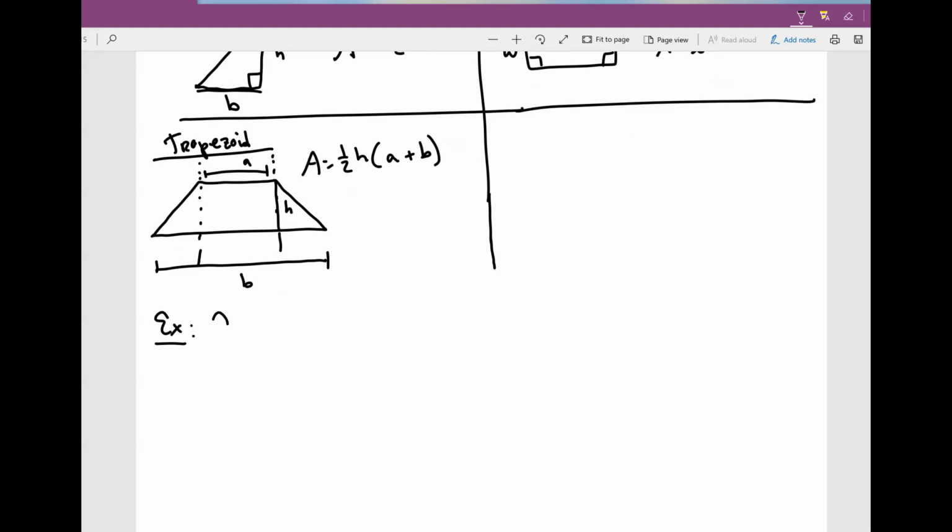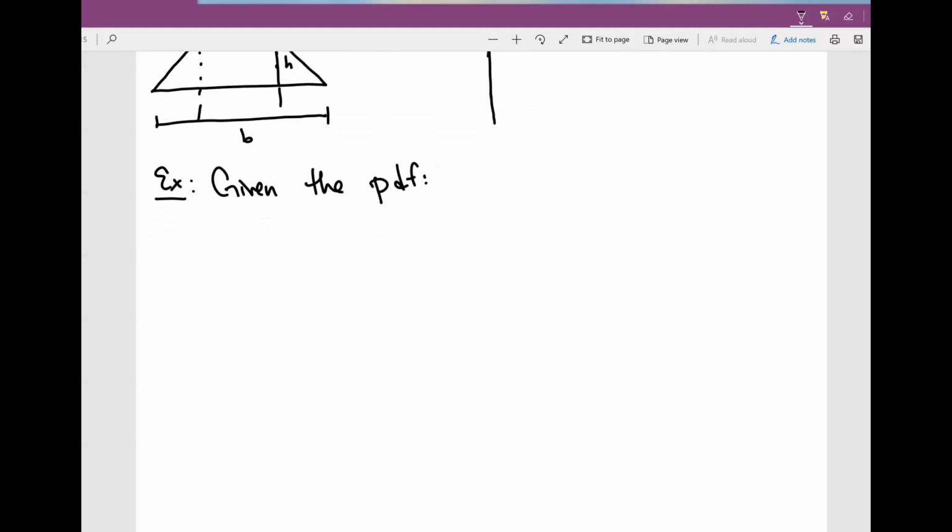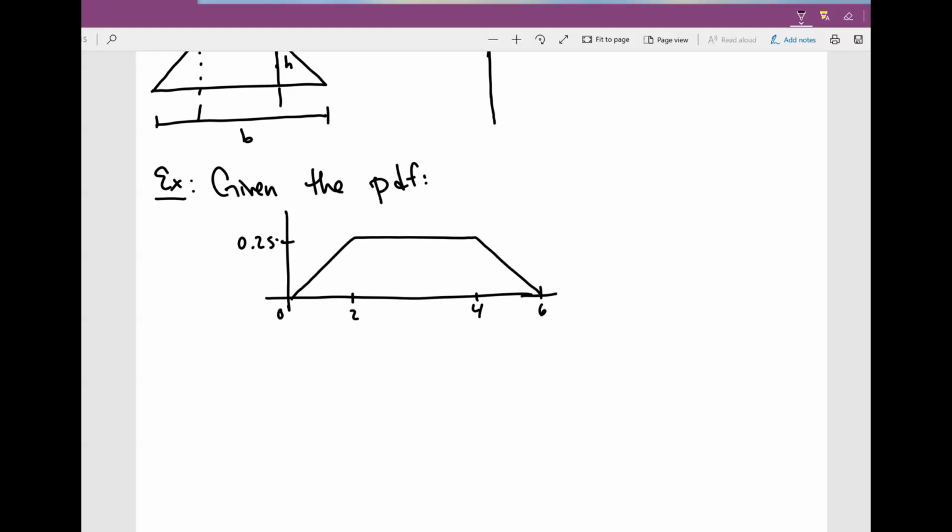Okay, so what you want to find is given the PDF. Here is our probability density function. I have this funky looking trapezoid right here. You have 0, right here is going to be 2, right here is going to be 4, and right here is going to be 6. And the height of this thing is going to be 0.25.